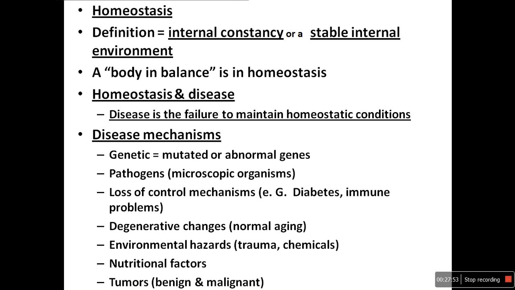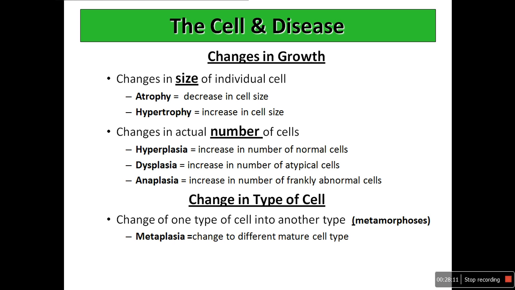And tumors, benign and malignant. Tumors are like cancers. There are two types: benign, which is not a cancerous cell, and malignant, which is a cancer cell, which is very critical. Now, the relationship between a disease and the cell: changes in growth.